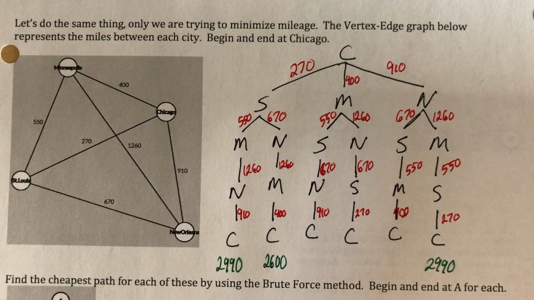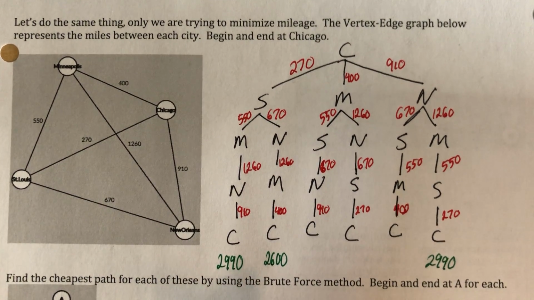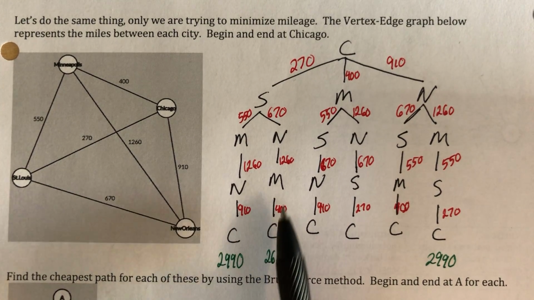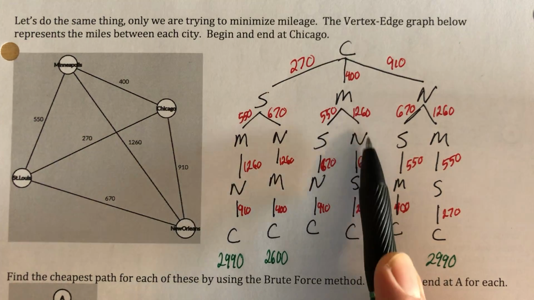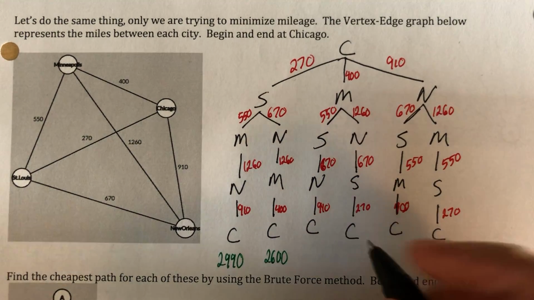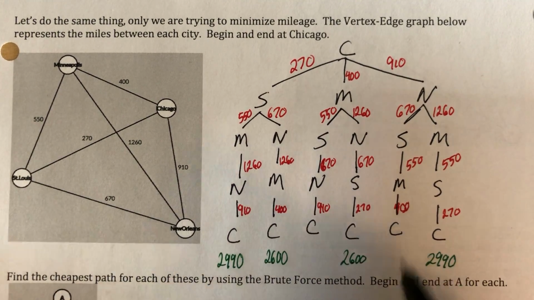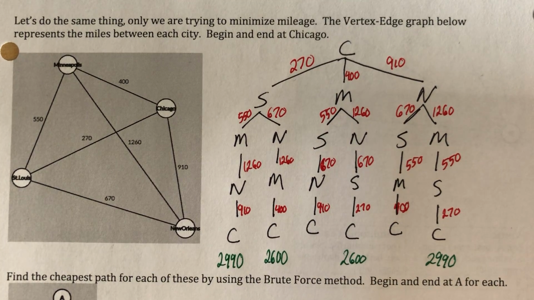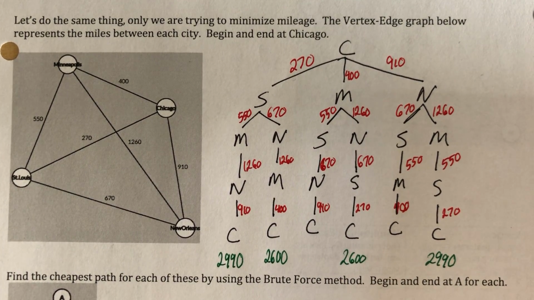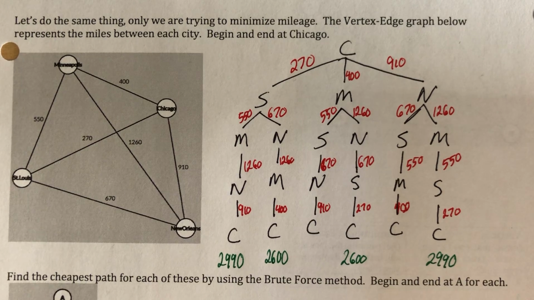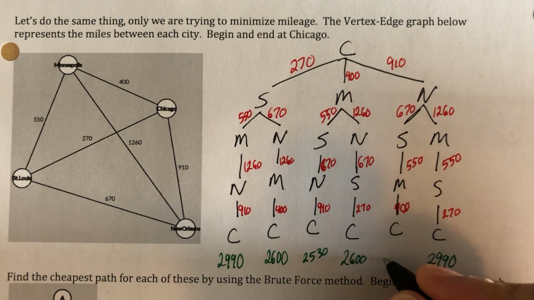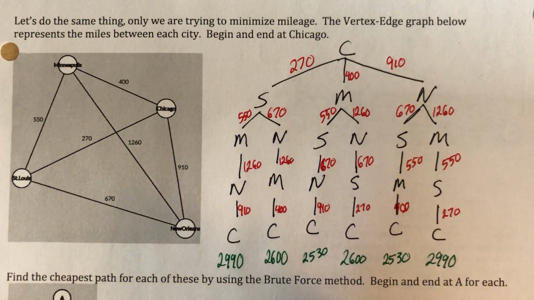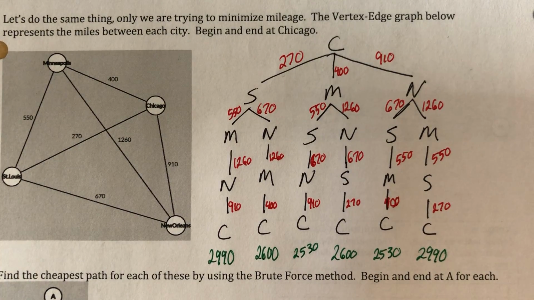Well, I say cheaper, it's less miles. 2600, and I'm going to read it backwards. CMNSC. So 2600, which automatically tells me that these two must be the same. So 400, 550, 670, and 910, and 2530, and this one's going to be the same. 2530, there it is. Okay, now let's also actually answer the question.